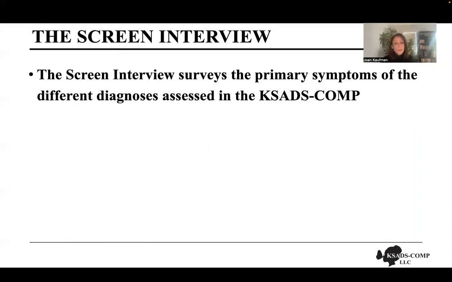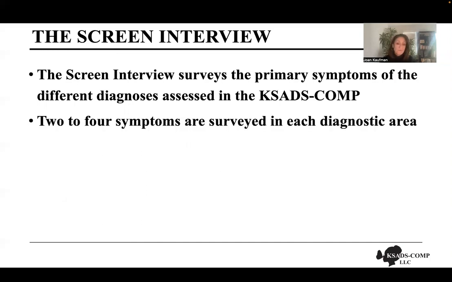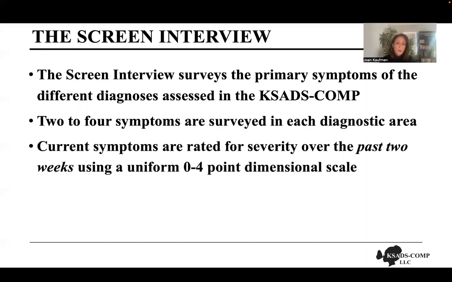The screen interview, as we've talked about, surveys the primary symptoms of the different diagnoses assessed in the KSADS. On average, there are 2 to 4 symptoms surveyed in each different diagnostic area. Current symptoms are rated in this KSADS-COMP version of the instrument in a standard 0 to 4 point dimensional rating scale over the past 2 weeks, which really is something that's reasonable for a youth to do on their own or a parent to do on their own.